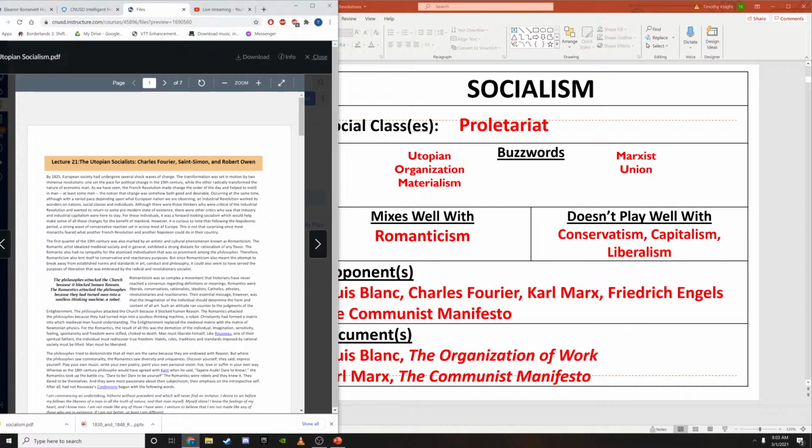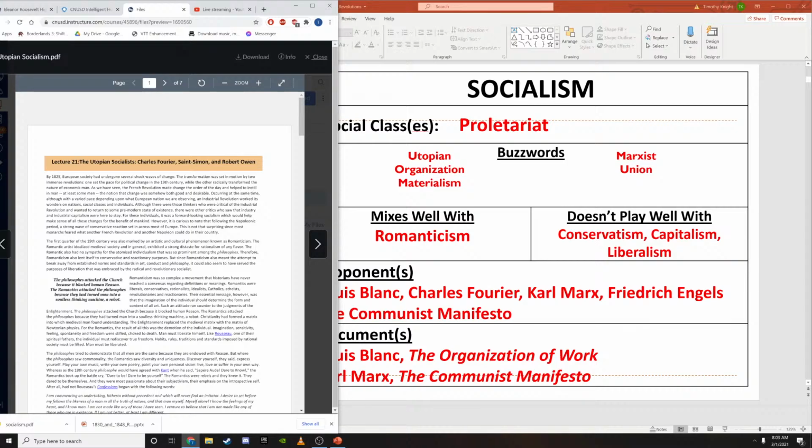But since Romanticism also meant the attempt to break away from established norms and standards in art, conduct, and philosophy, it could also seem to have served the purposes of liberation that was embraced by the radical and revolutionary socialists. And I've talked with you guys about this before. We talked about how Romanticism could be applied, depending on how you're talking about it, to either conservatives or to radical progressives of the time.